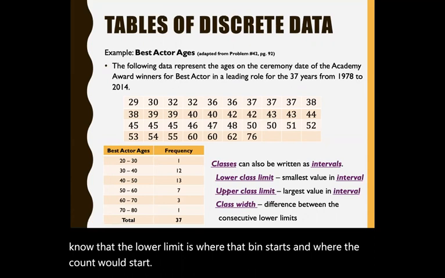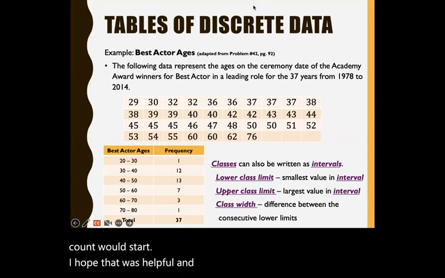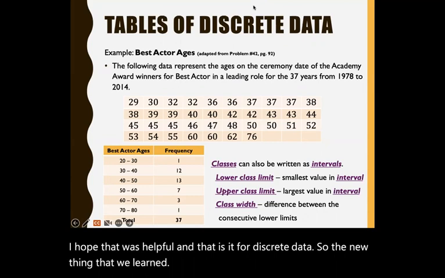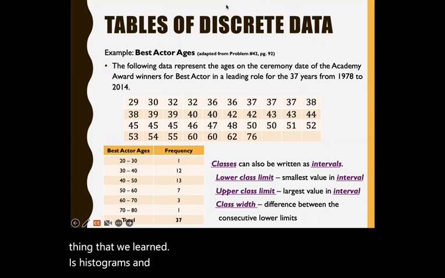I hope that was helpful. And that is it for discrete data. So the new thing that we learned is histograms and the class width that dictates what histograms look like.